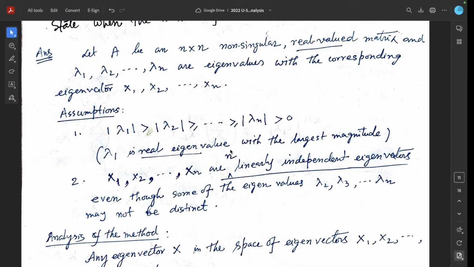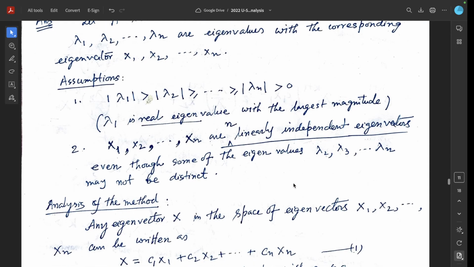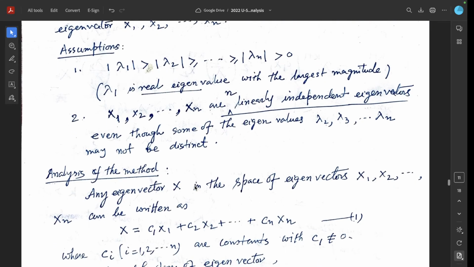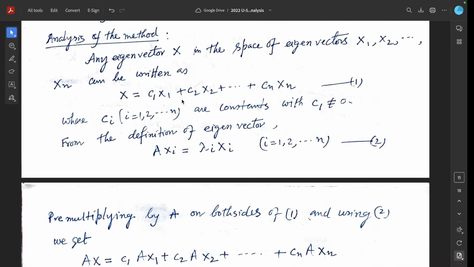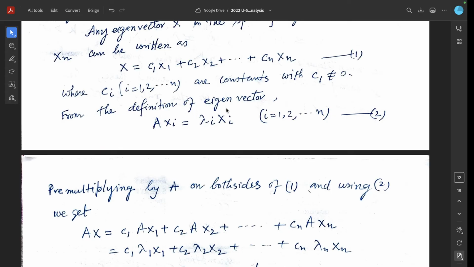Lambda 1 is the real eigenvalue with the largest magnitude. And second assumption is this: x1, x2, xn are n linearly independent eigenvectors, even though some of the eigenvalues lambda 2, lambda 3, lambda n may not be distinct. Now this power method is this: any given vector x in the space of eigenvectors x1, x2, xn can be written as x equal to c1 x1 plus c2 x2 plus cn xn, where ci are constants with c1 not equal to 0. And from the definition of eigenvector, A xi equal to lambda i xi, i equal to 1 to n.